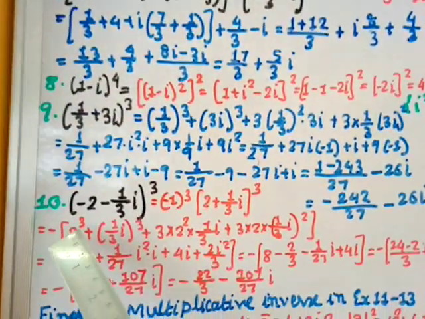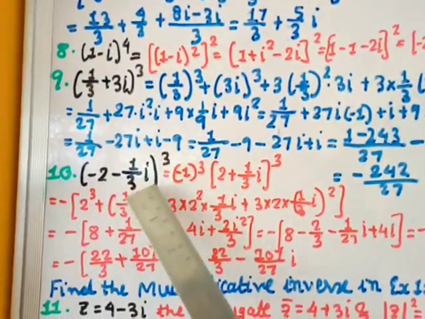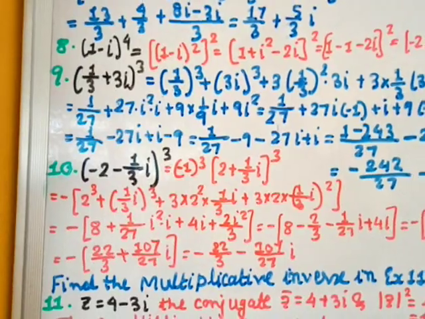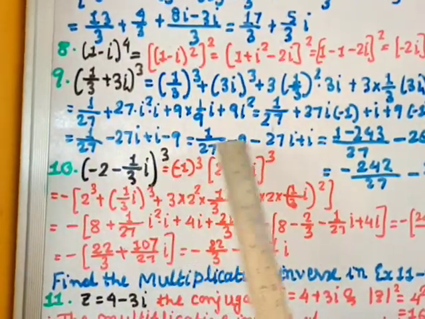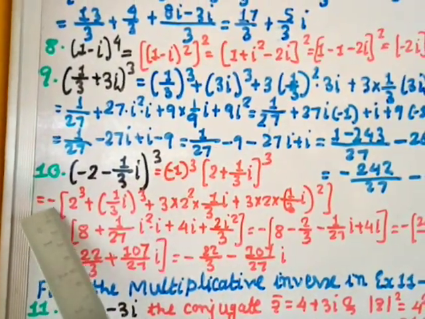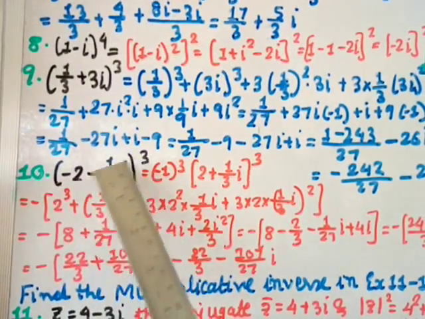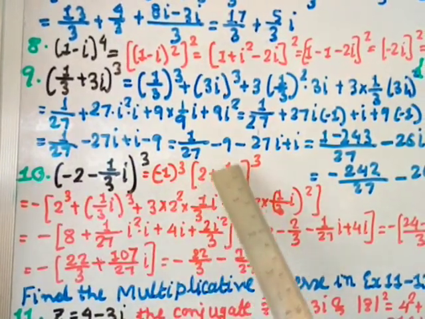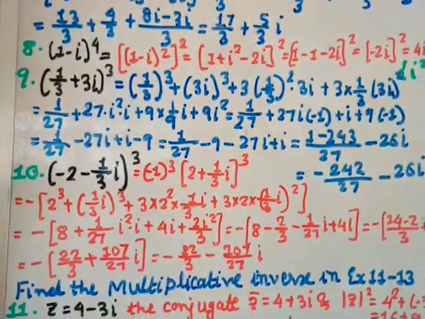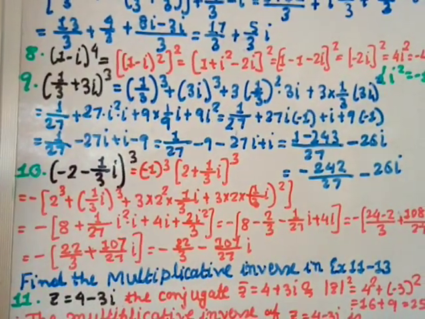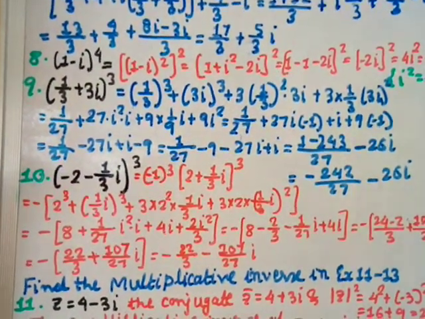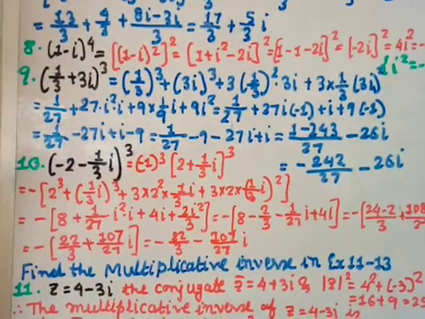Question 10: (minus 2 minus 1 by 3 i) whole cube. Now both are negative terms, so I am taking (minus 1) power 3 outside, and (minus 1) power 3 will give you minus, and here you get positive because I am taking minus common. So here (2 plus 1 by 3 i) whole cube. Now use the identity (z1 plus z2) power 3 and expand this. Okay, just like (a plus b) whole cube.